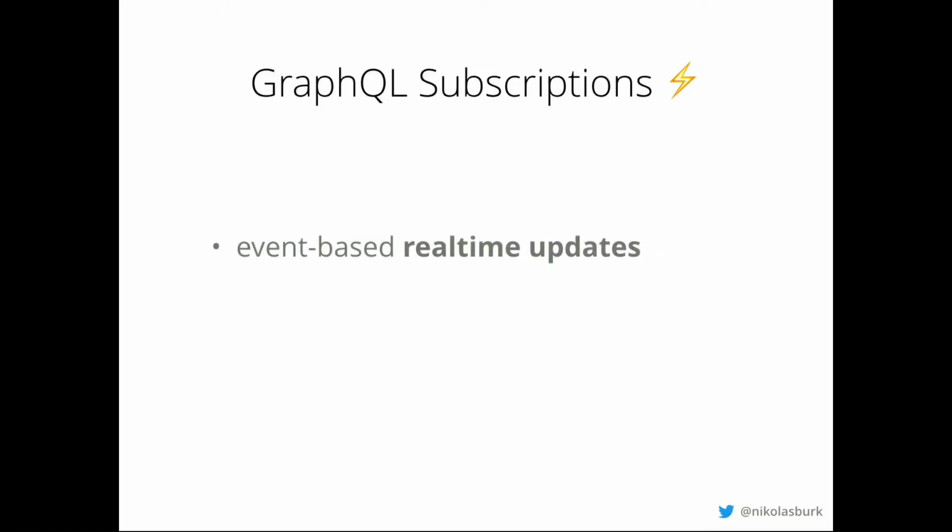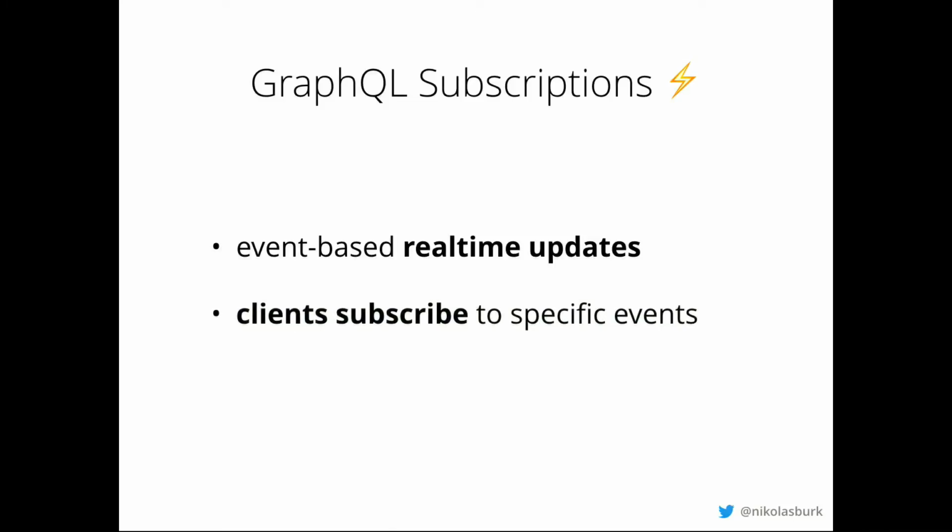So GraphQL subscriptions allow you to implement event-based real-time updates in your application. It works in the way that, as a client, you have to send over a subscription query to the server. And again, a subscription query has the exact same syntax as a regular query and a mutation, except that the operation type in the beginning needs to be subscription instead of query or mutation. So you have to specify this is a subscription query by just specifying the operation type. But then you can use the exact same syntax as for queries and mutations.